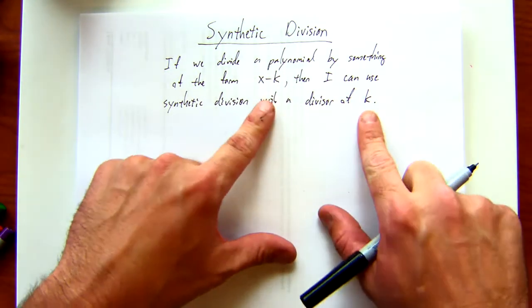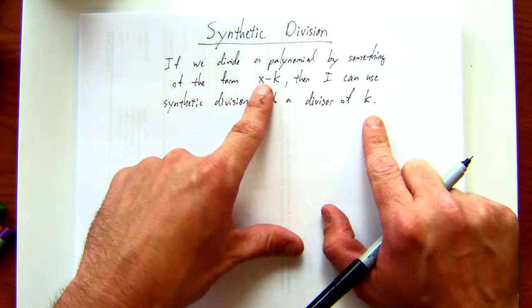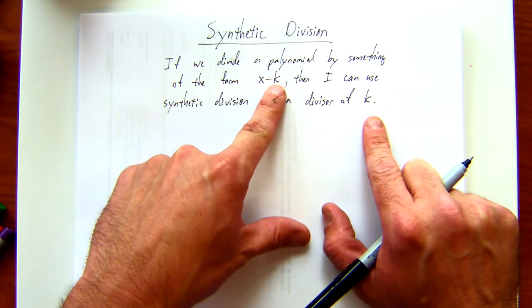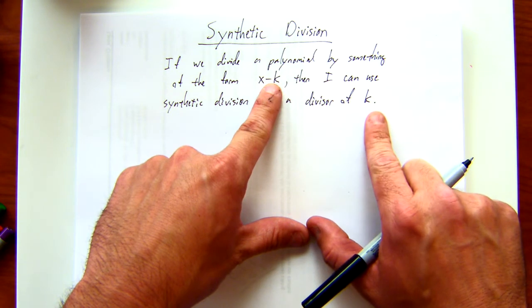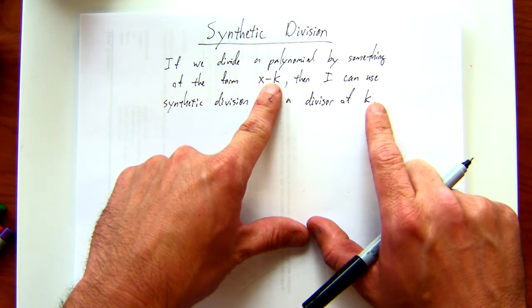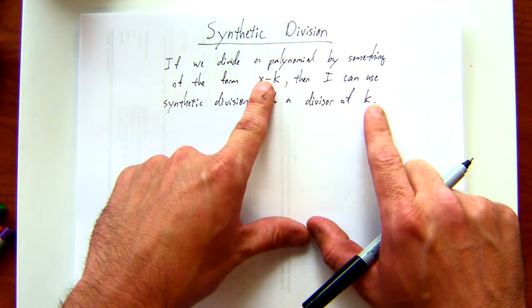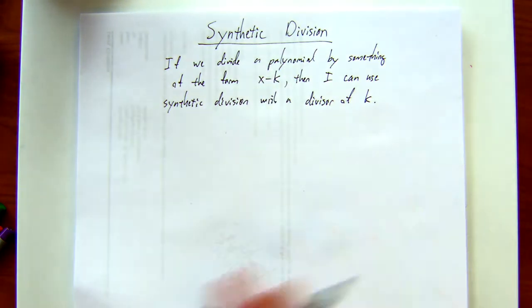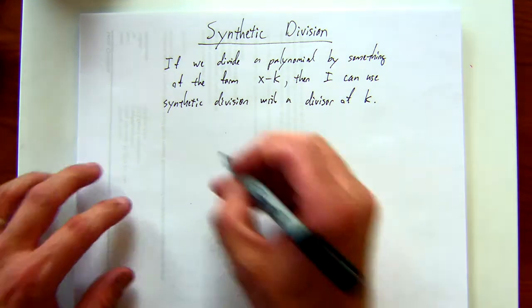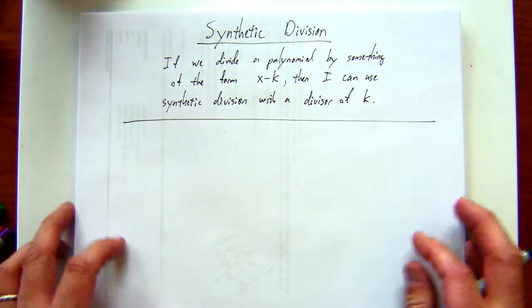The thing to notice here is I'm dividing by x minus k, but when I do synthetic division, what do I do with my k? I switch the sign. So instead of a negative here, it's going to be a positive here. That's vastly important. Let's just look at an example, and we'll talk some more about that.